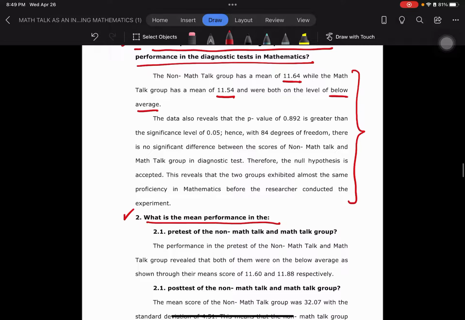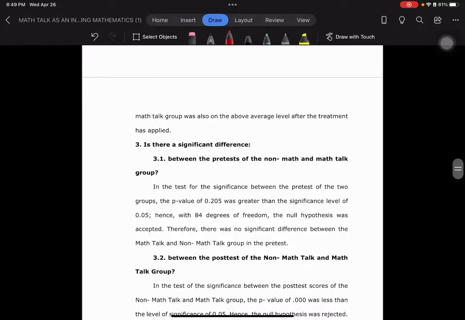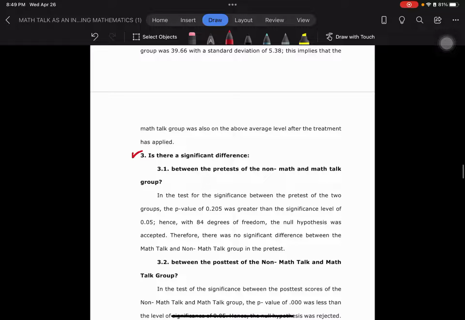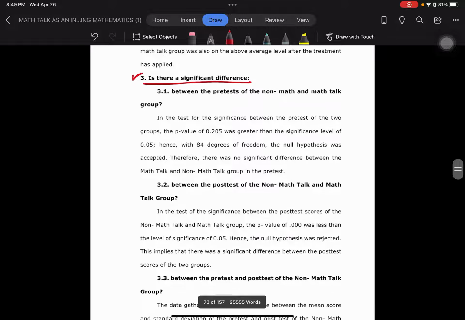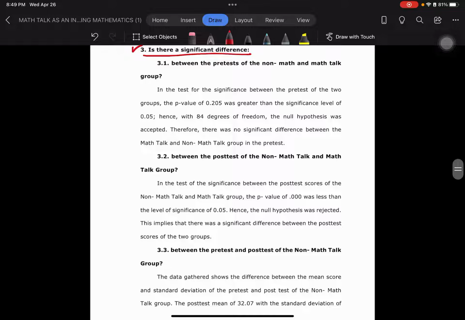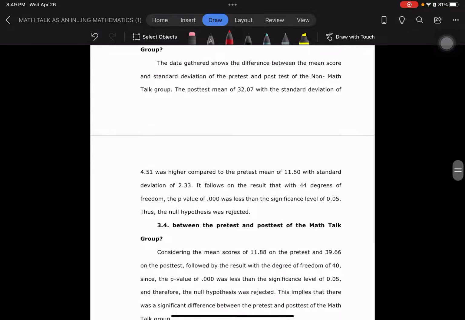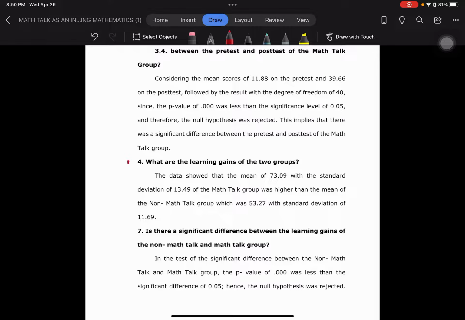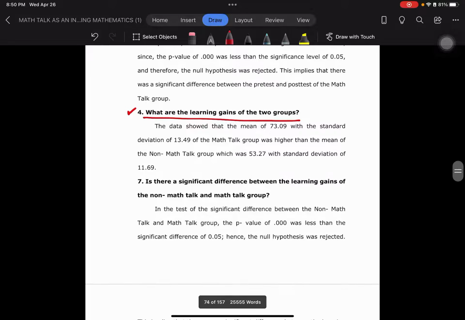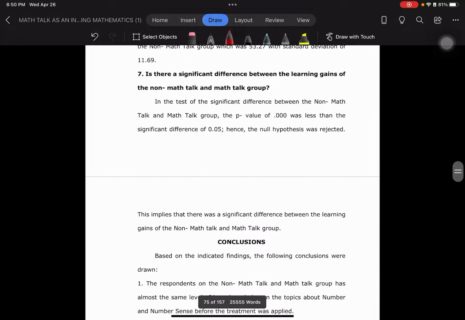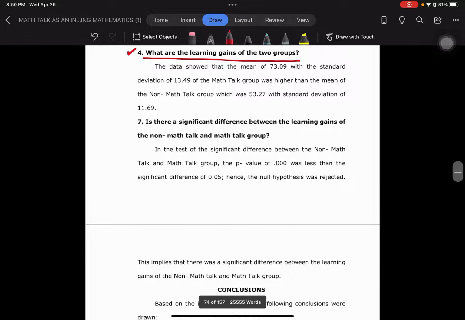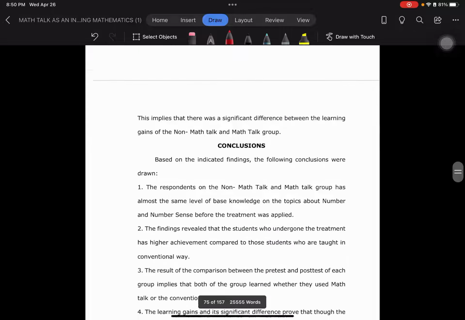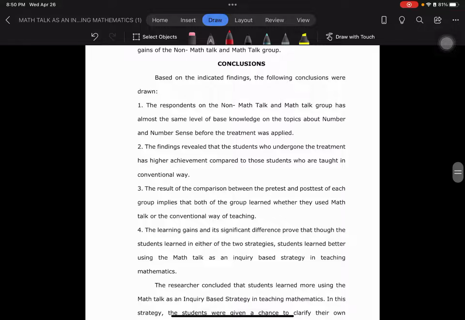Okay, and the result of SOP number 2, this is SOP number 3. And then the result of SOP number 3, you have numeric values and the verbal interpretation. SOP number 4. And then the result of SOP number 4. And then after that, the conclusion part.